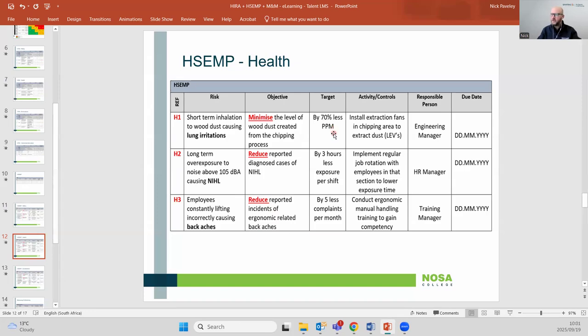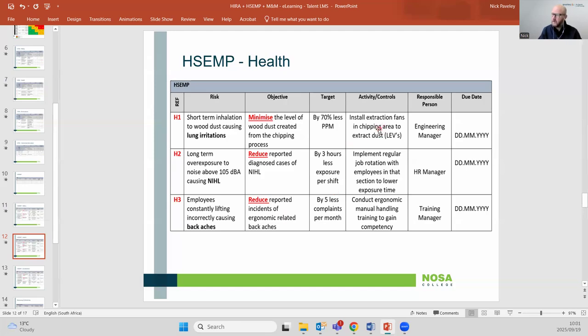My 3 targets for H1. So I want to minimize that wood dust from the chipping process. My target is by 70% less ppm, which is my parts per million of dust in a cubic meterage of air. I want to reduce my diagnosed cases of NIHL by 3 hours less exposure per shift. And I want to reduce my reported incidence of ergonomic related backaches by 5 less complaints per month. How are we going to achieve these targets?